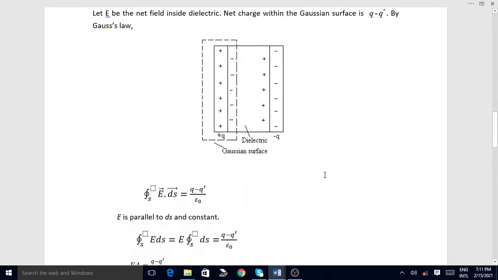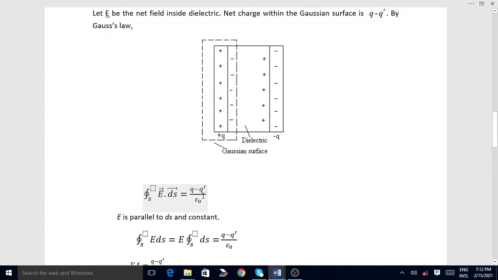By Gauss law, the surface integral of the electric field over the closed Gaussian surface gives the electric flux. That electric flux is equal to the net charge enclosed by the surface divided by epsilon naught. Total charge is plus Q and minus Q dash: plus Q on the capacitor plate, minus Q dash on the dielectric surface. Total charge is Q minus Q dash. This is the net charge.